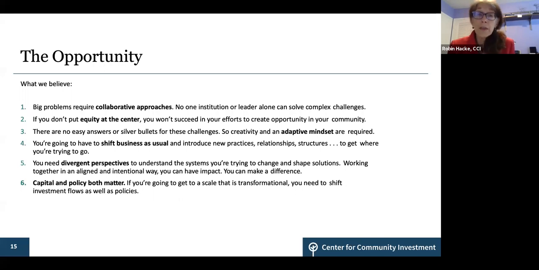And then we're saying that this is not just a finance problem. Capital and policy both really have a role to play. There are things that you can do through ballot initiatives and through changing policies and changing legislation that finance will never be able to do. And similarly, the legislation without capital moving is not going to get us where we want to go.